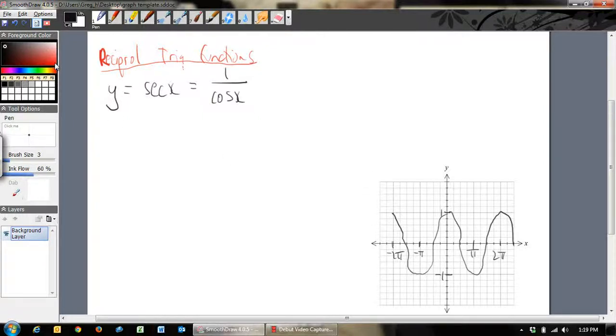Okay, and so think about if you divide 1 by each of these y values, what you get. Every time it crosses the x-axis, you get asymptotes on these lines here. Every time it crosses over the x-axis, you get asymptotes, and this is what happens.